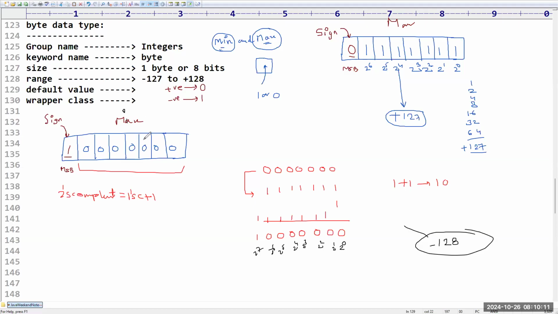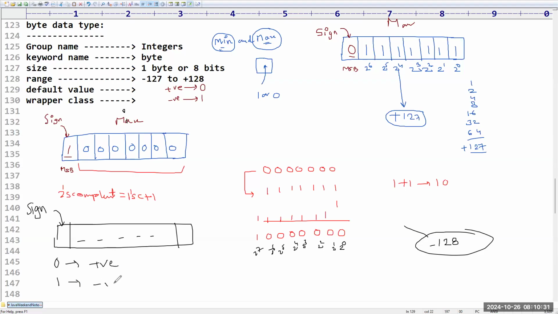Got it. Thanks. So this is for 8-bit. If the size is 16-bit, how many bits do we have to take? 16 bits, 16 boxes. In those 16 boxes, the first box is always meant for the sign. If you take 0, you will get a positive number. If you take 1, you will get a negative number.